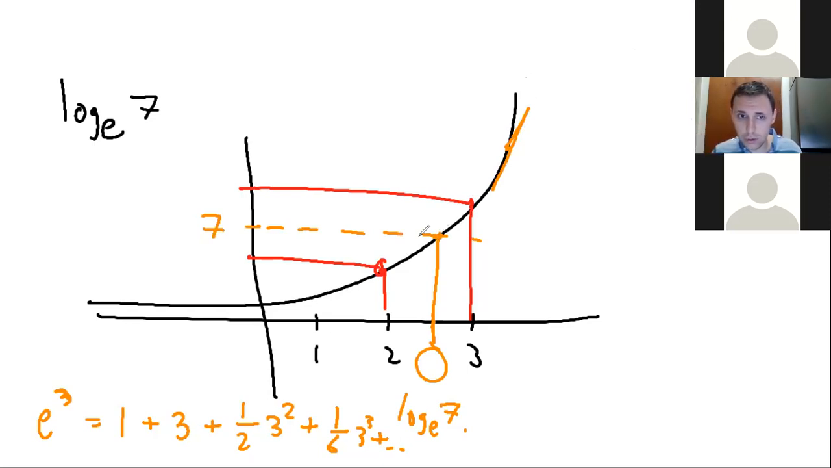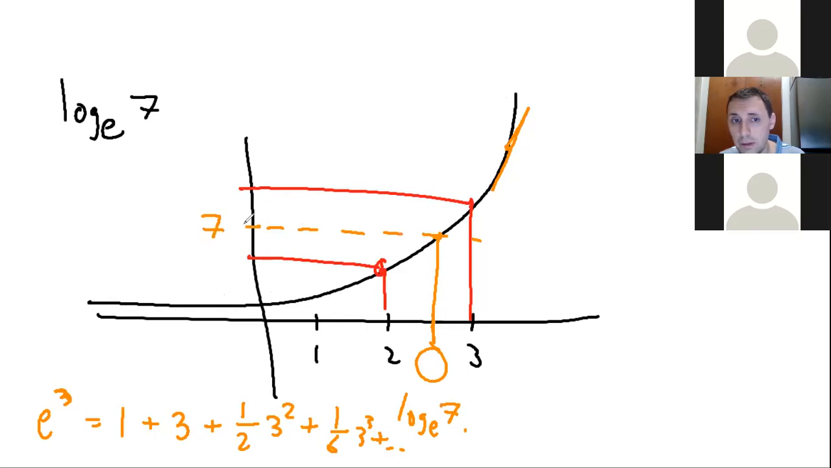See, it never returns to 7. Once it passes 7, it never comes back. So there will not be two solutions. There will be only one solution. Good. And what more is, the limit of e to the x as x goes to minus infinity is 0, and if you go to the right, it will be plus infinity. So we know that e to the x stretches and covers all the positive y-axis. So it's possible to find a solution for every positive number.